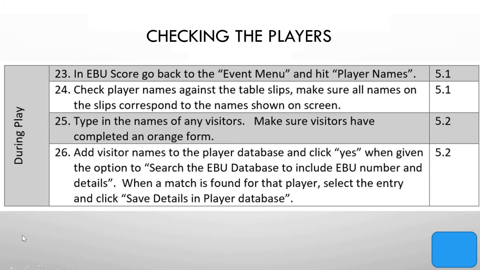Okay, so first up is something we always recommend the scorer does during the event, and that is firstly to check the names of the players are correct. Do they agree with the names on the table slips? If not, somebody may have entered the wrong 3-figure club pin number into the bridge mates. Secondly, if we've got visitors at the club, how do we make sure their details are properly entered and their EBU membership numbers are assigned?